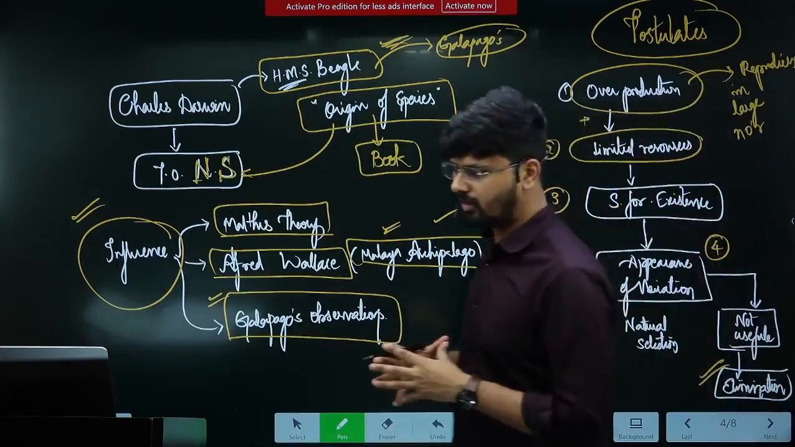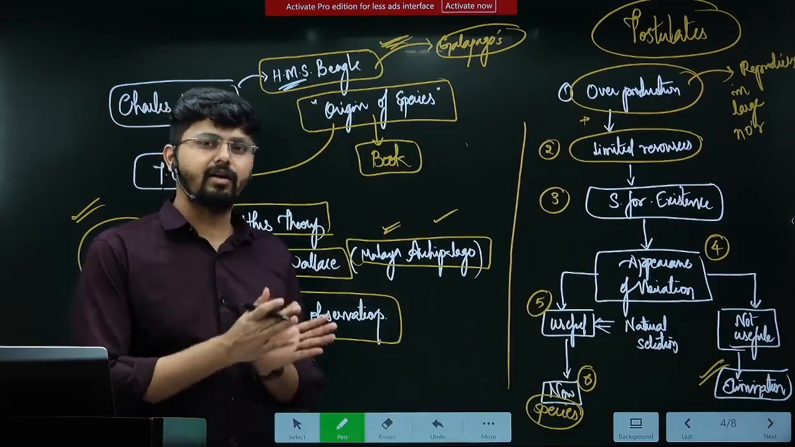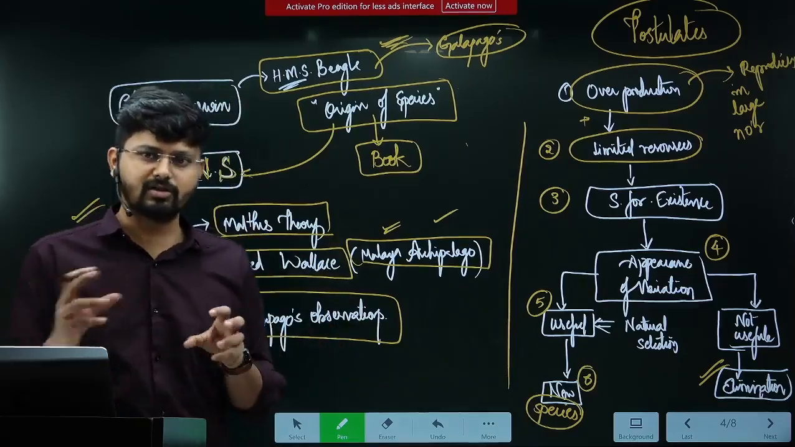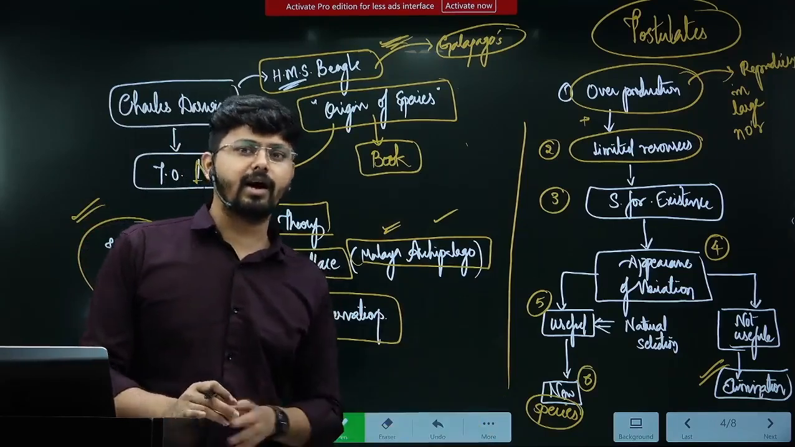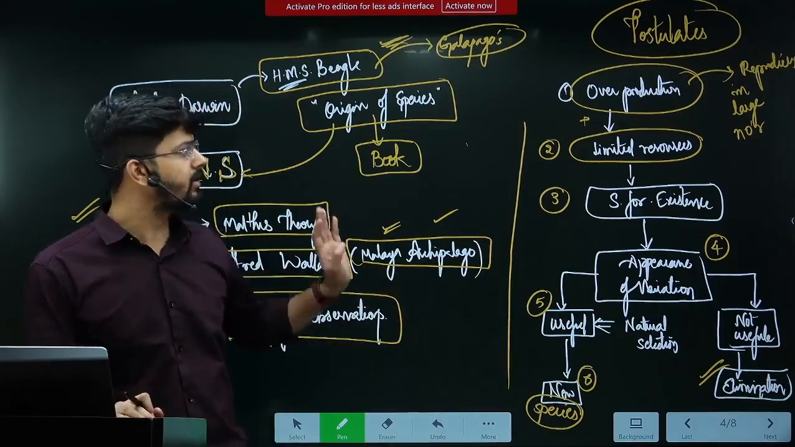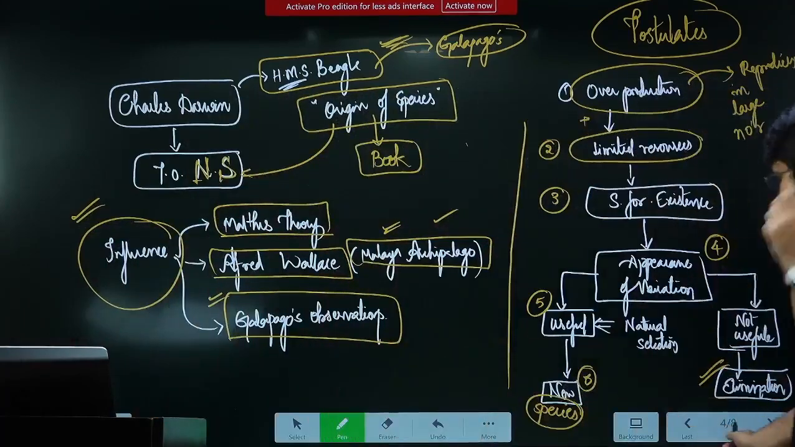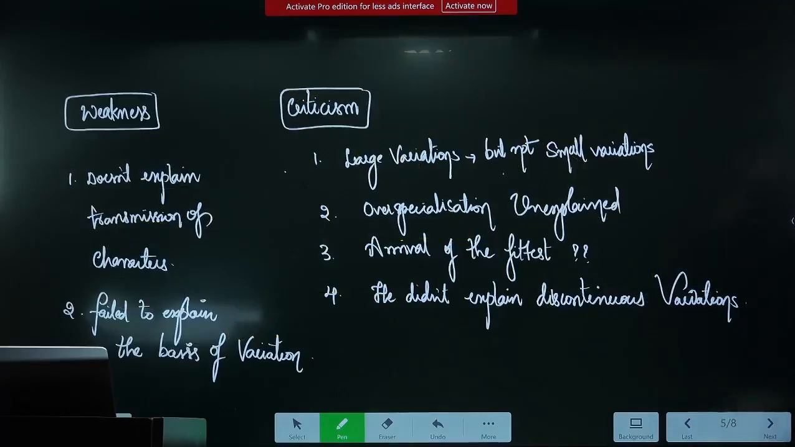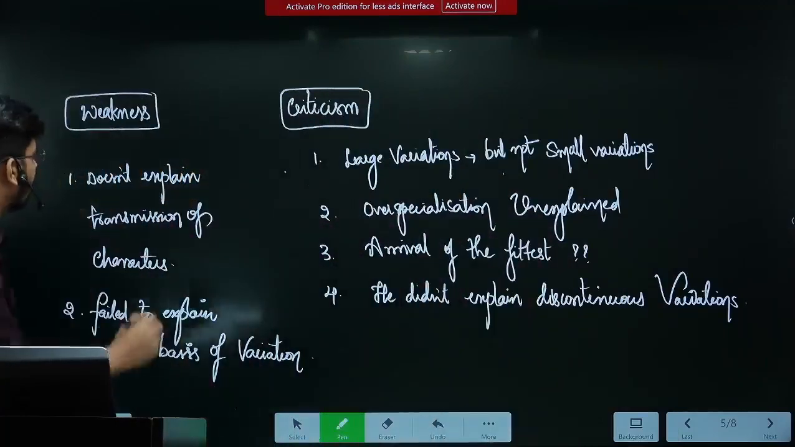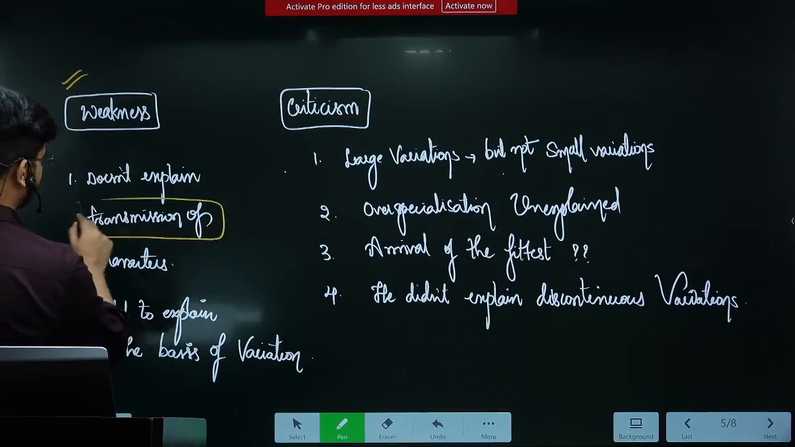So when there is struggle, it gives rise to new variations, and if a variation is useful it is inherited, and if it is not useful, natural selection will eliminate it. This is the theory of natural selection by Darwin. These are the different postulates. Now let's see some examples, and first the weakness of the theory. What is the weakness of his theory? It doesn't explain the transmission of characters.